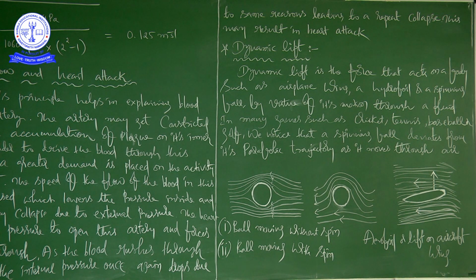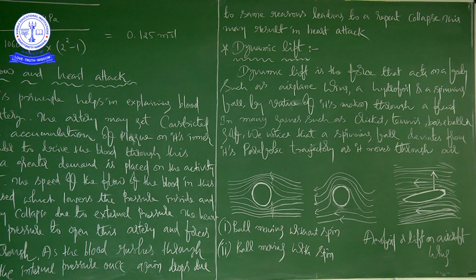Dynamic lift is the force that acts on a body, such as an airplane wing, hydrofoil, or a spinning ball, by virtue of its motion through a fluid. I'll repeat once again. Dynamic lift is the force that acts on a body, such as an airplane wing, hydrofoil, or a spinning ball, by virtue of its motion through a fluid. First, he told what dynamic lift is. Basically, it is a force, lift. You can understand dynamic as indicating the motion. So, the force that acts on a body, such as an airplane wing, hydrofoil, or spinning ball, by virtue of its motion through a fluid.